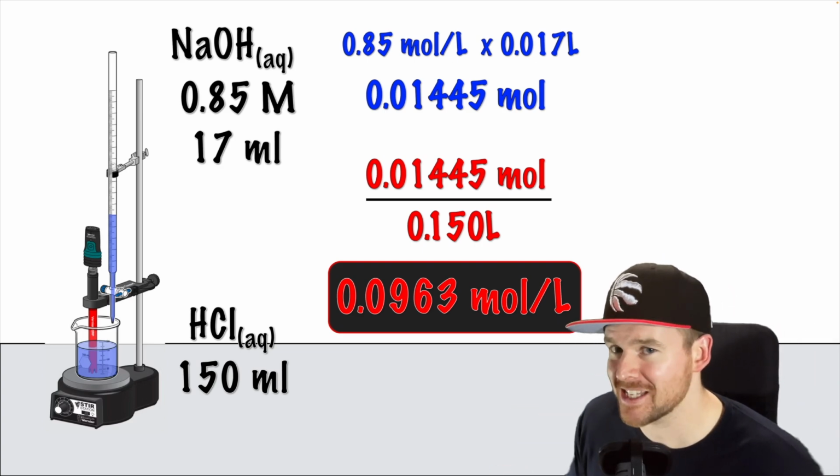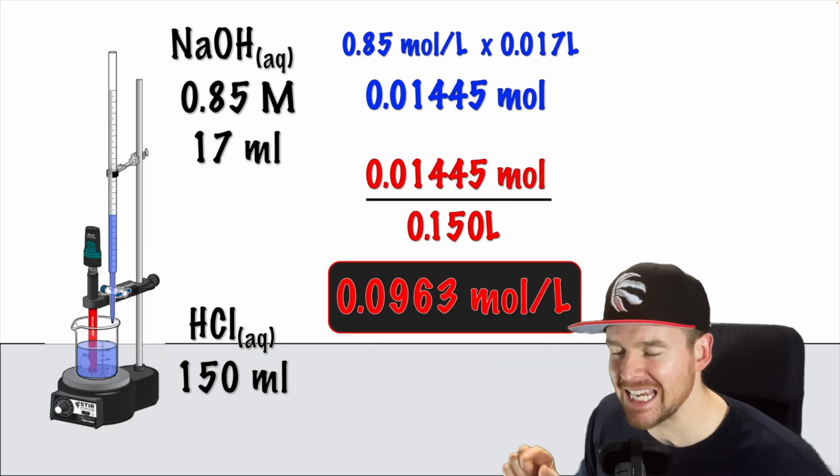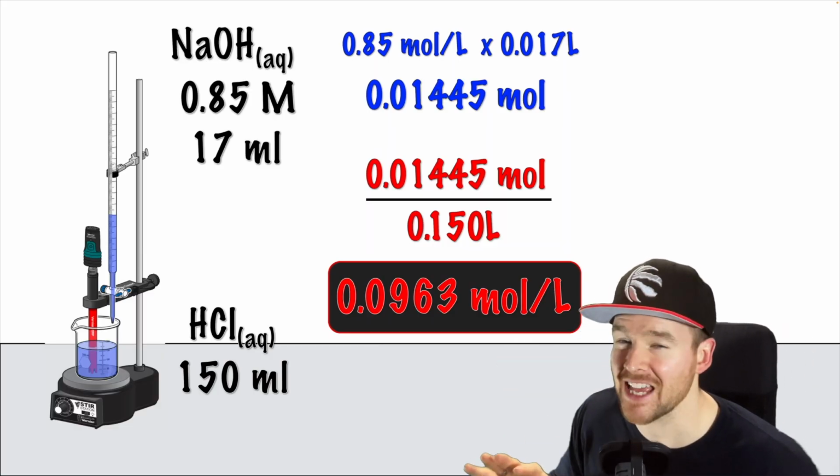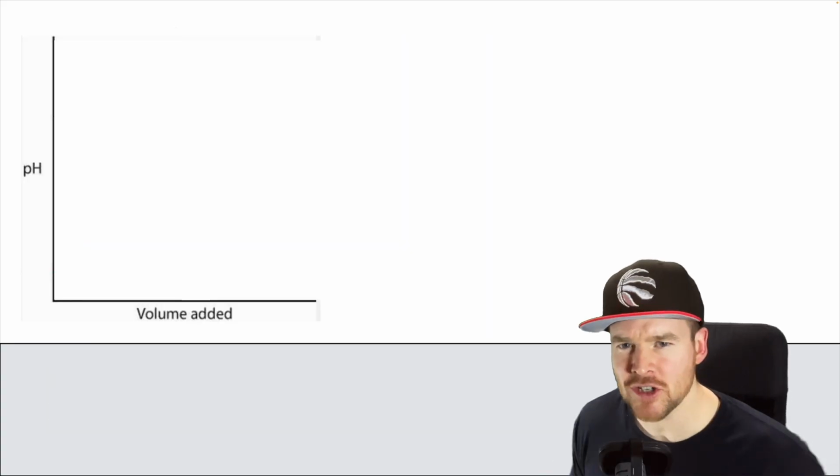Again, this is only an example for strong bases and strong acids. It does get more complicated with weak ones as they have partial dissociation. Next, I'm just going to take a look at the graph.